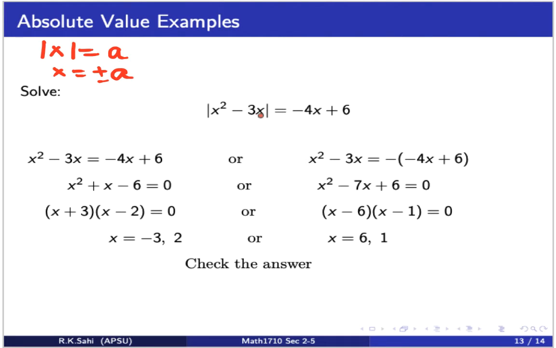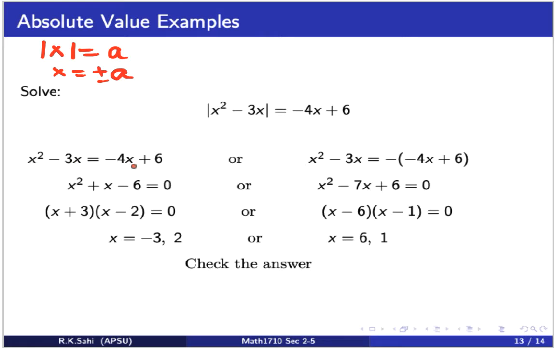So keeping that in mind, this equation, the absolute value of x squared minus 3x equals minus 4x plus 6, will now be written as x squared minus 3x equals minus 4x plus 6, or x squared minus 3x equals the negative of the expression minus 4x plus 6. Remember, I'm keeping the parentheses, guys. Very, very important. So let's solve the first one.